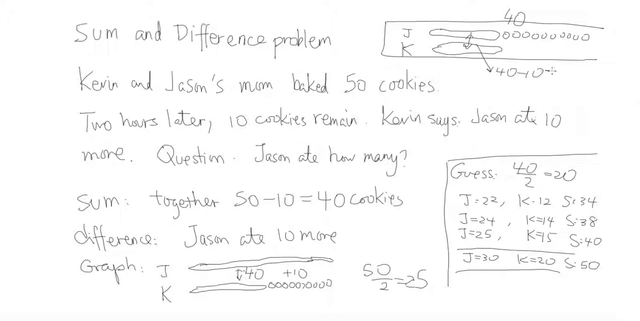For the two equal parts, you have 10 less than 40, which gives you 30 cookies. 30 divided by 2 gives you how much Kevin ate, which is 15 cookies, and then you add 10 to the 15, and you get 25 for Jason and 15 for Kevin. So it doesn't matter which way you use, they're equally efficient, and you will get the answer anyway. All right.